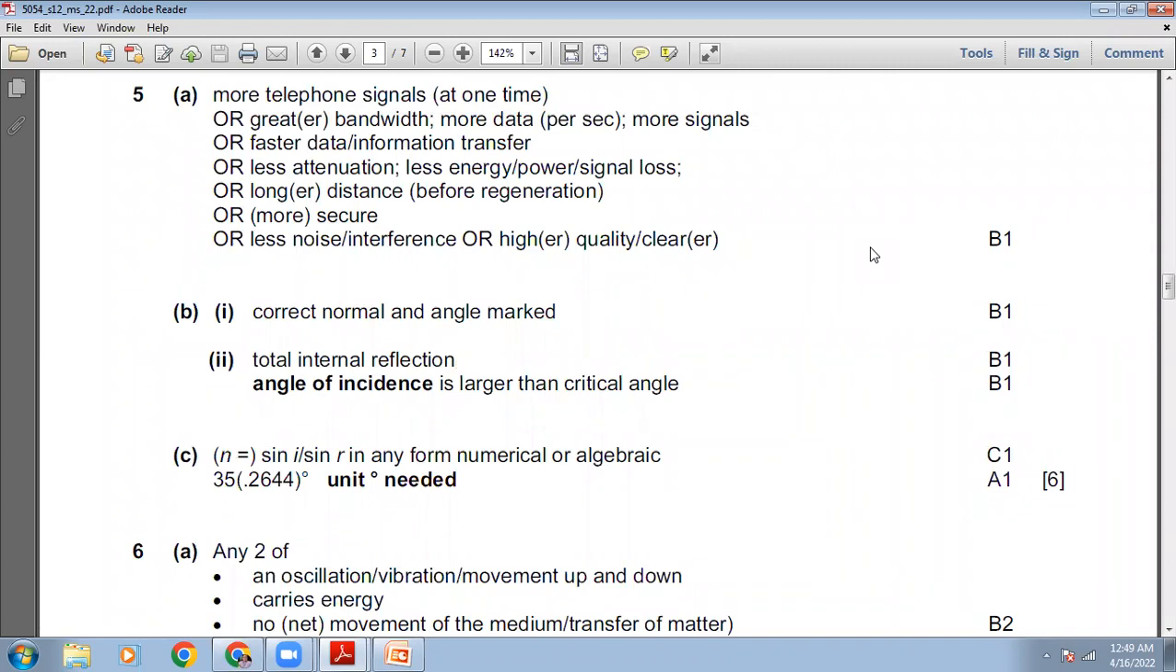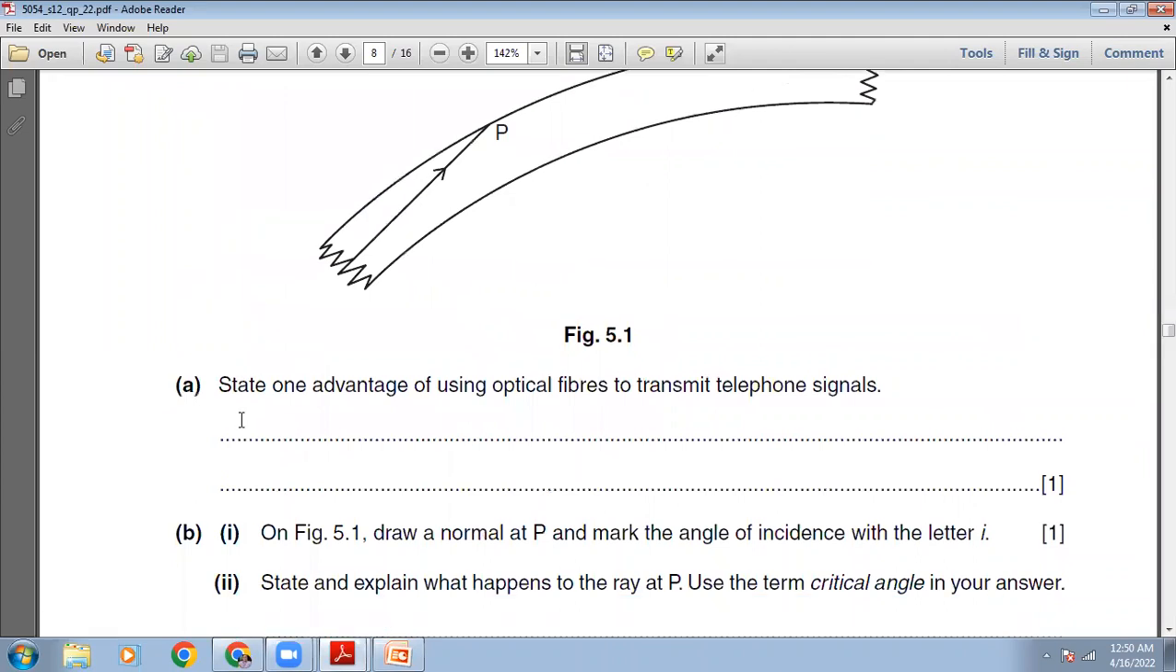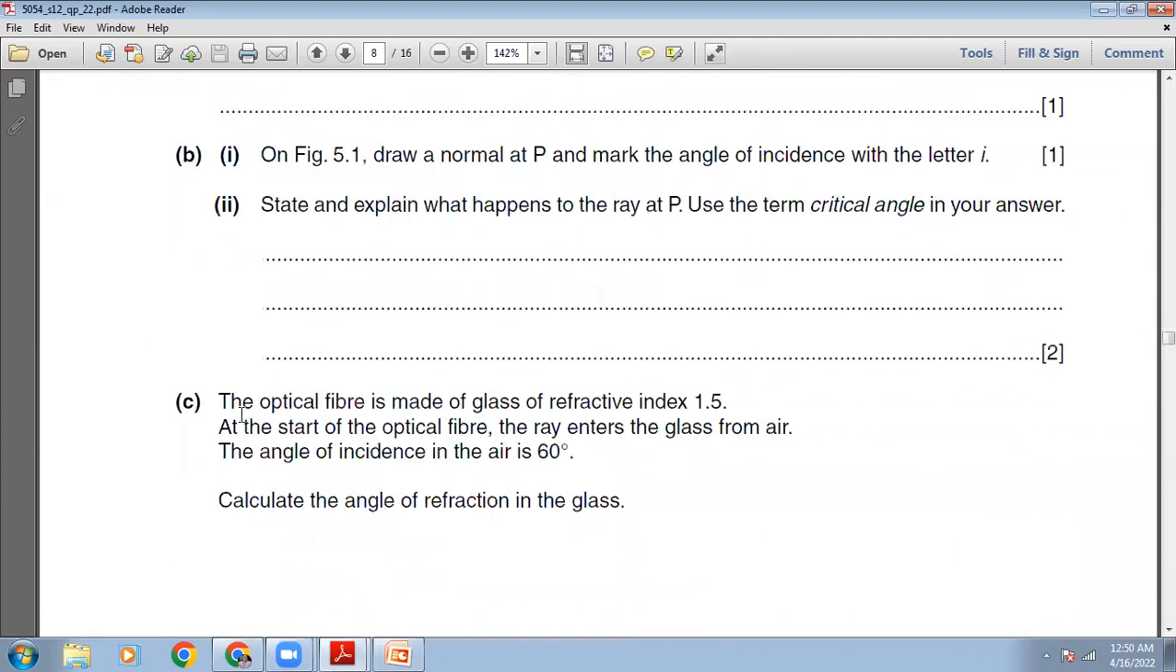More telephone signals at one time, or greater bandwidth, or more data per second, more signals, faster data information transfer, less attenuation, less energy or power signal loss, longer distance before regeneration or the boosters, and you can say more secure, less noise interference, or higher quality or clearer reception. Okay. So question number 5, A part, we are done. Now we are going to do the B part of question number 5.